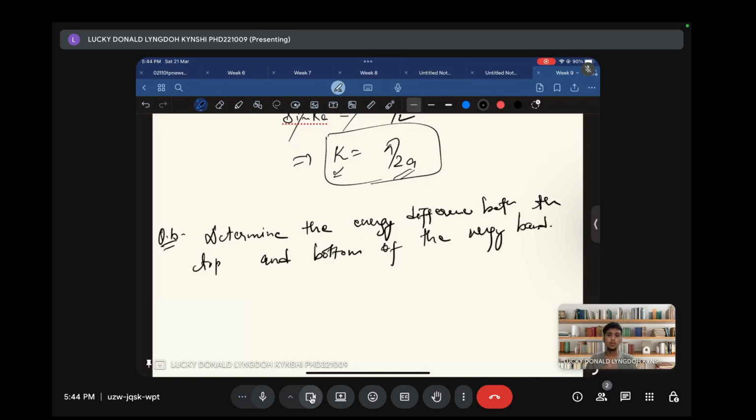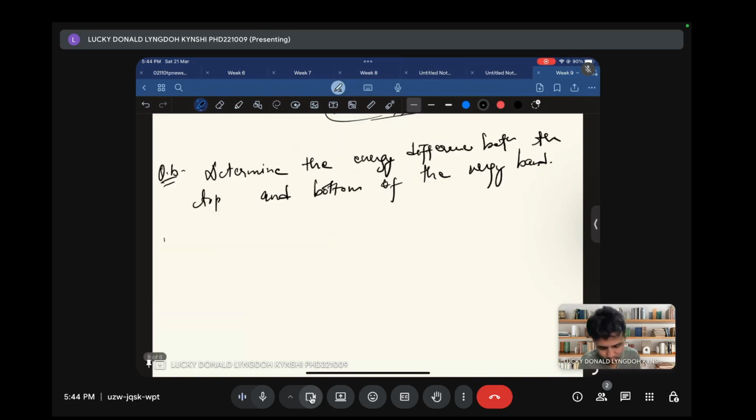So what does it mean here? We have to determine the energy difference between the top and the bottom of the energy band. If somebody asks what is the top and bottom, it depends upon the k value, right? So ideally, I would solve that problem in this way.